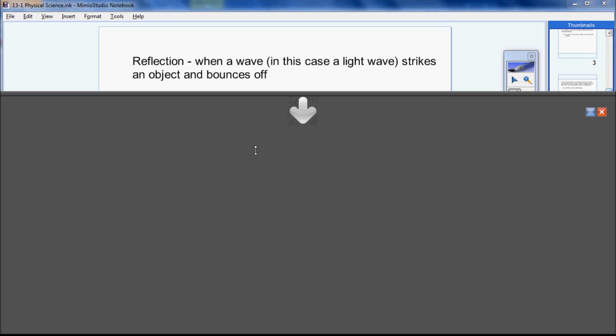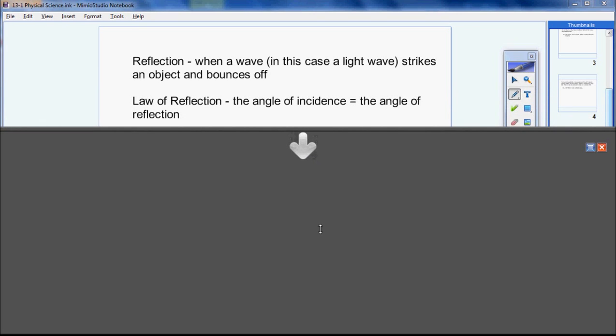To review what reflection means, when something is reflected, it means it strikes something and bounces back off. Light waves are reflected all around us all the time. We couldn't see if it wasn't for reflection. Whatever it is that you're seeing is a result of the light reflecting off that object and coming back into your eye.